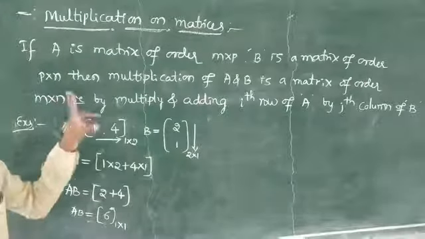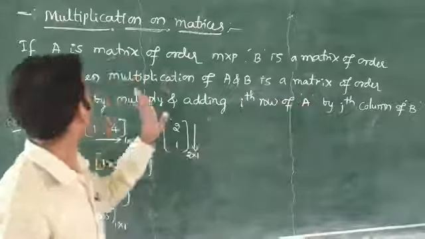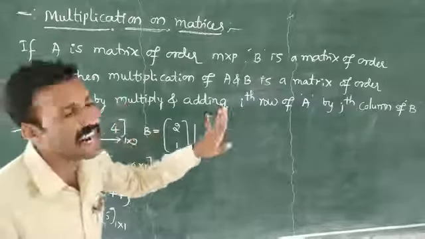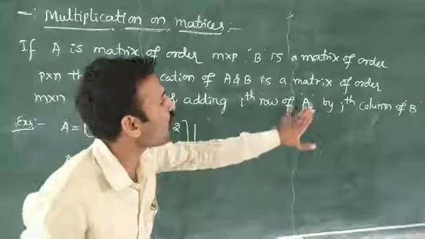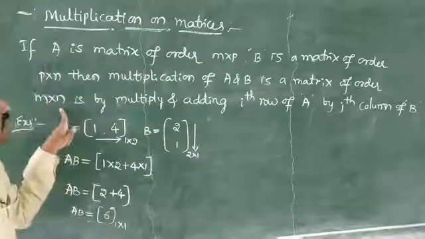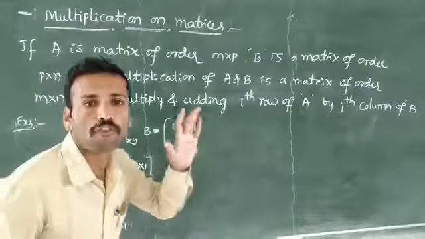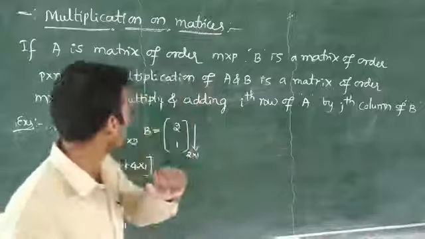That is, if A is a matrix of order m cross p and B is a matrix of order p cross n, then the multiplication of A and B is a matrix of order m cross n, obtained by multiplying and adding the respective ith row of the first matrix and jth column of the second matrix. That is in general.